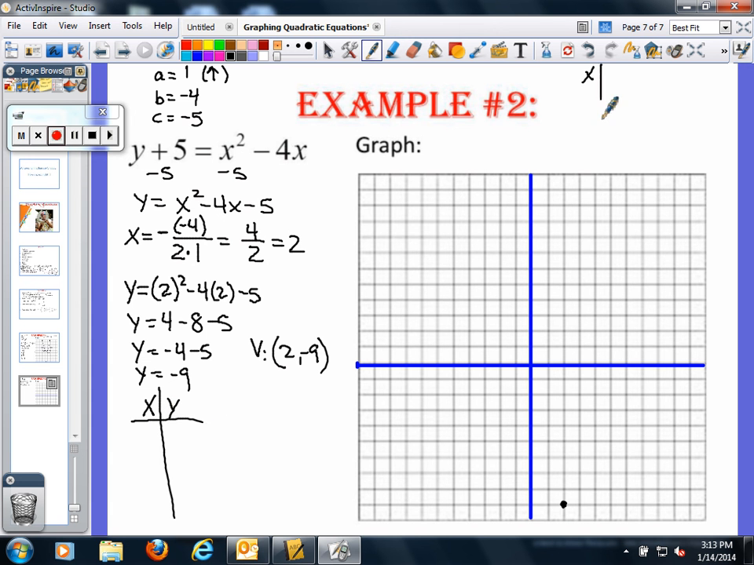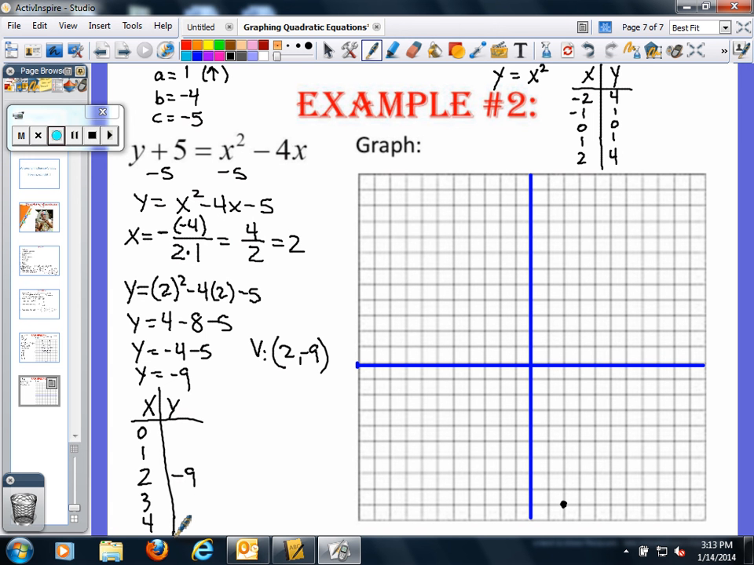So for the first table we did, this was for y equals x squared. We used -2, -1, 0, 1, 2. And we got 4, 1, 0, 1, 4. Now my vertex is going to be (2, -9), which is going to be in the middle. I'm going to increase and decrease by the same amount I did here. So since this went up 2, each one of these goes up 2. So 0 will become 2, -2 will be 0, 1 will become 3, and 2 will become 4.